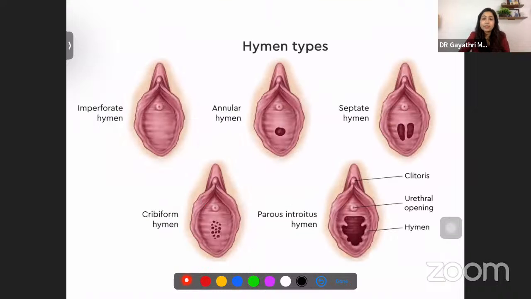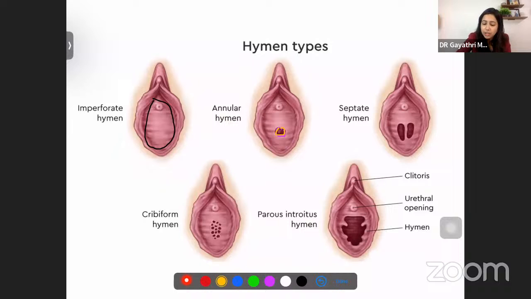Coming to the next type. This is basically showing you the various types of hymen. Again, we have seen the imperforate hymen previously. So this is basically imperforate hymen. Rather than this, they're going to show you something like a bulging bluish membrane, which we showed previously. Sometimes there can be a very small opening which is present. This is basically an annular hymen.